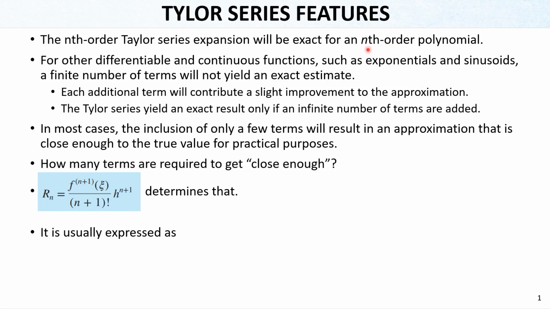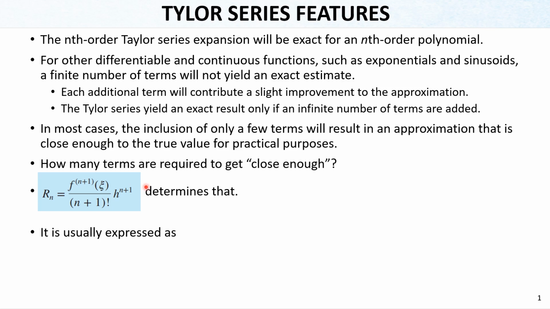So we need to separate the exact prediction of Taylor series for nth order polynomials from the exponential and sinusoids. For these different functions, we need an infinite number of terms for exact solution. Otherwise, we will have just an approximation with some improvements by adding terms. In most cases, the inclusion of only a few terms will result in an approximation that is close enough to the true value for practical purposes, because we can see that the first few terms actually cover the entire prediction, and adding further later terms will improve slightly only.